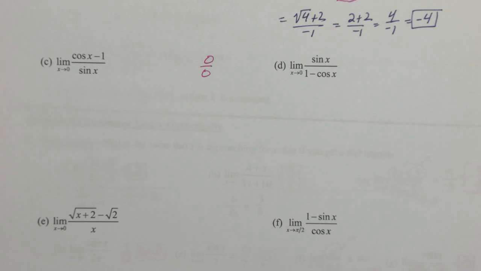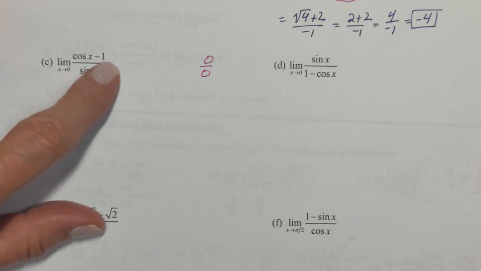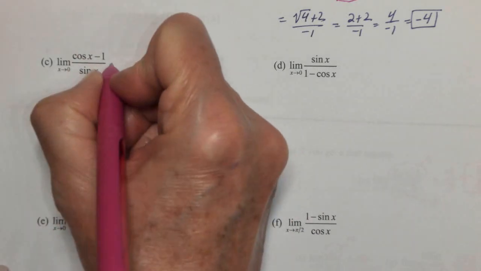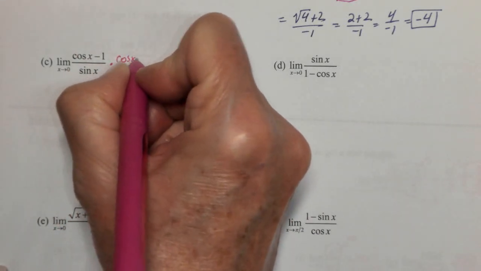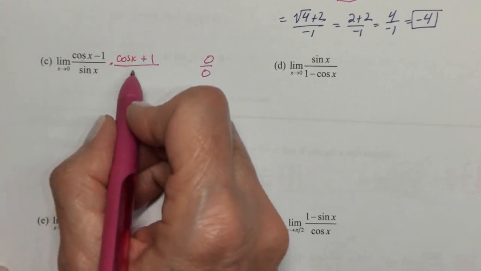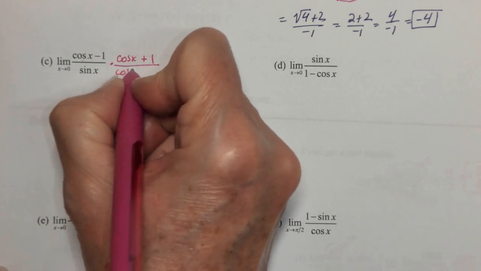Well, the only thing we can do is multiply by a conjugate. What conjugate? Well, the only conjugate that I can see is up in the numerator because that's the only thing that we have two terms in. So a really hidden one, but that's what we have to do here. I'm going to multiply top and bottom by the conjugate of cosine x minus 1, which is cosine x plus 1, over itself.